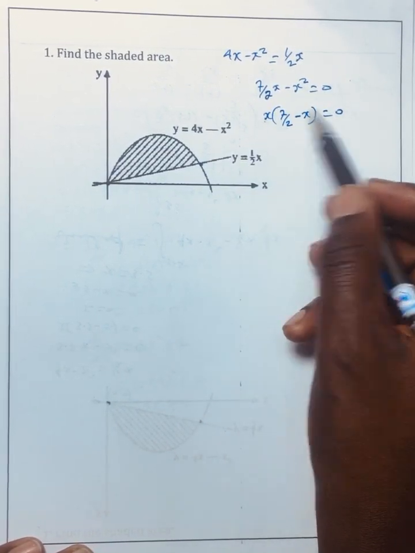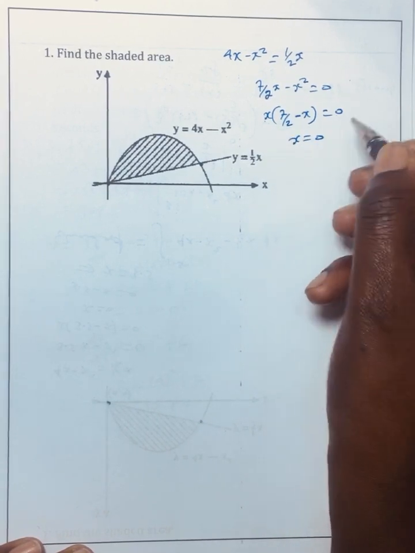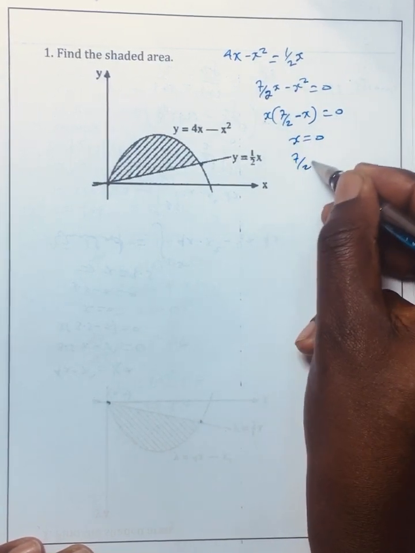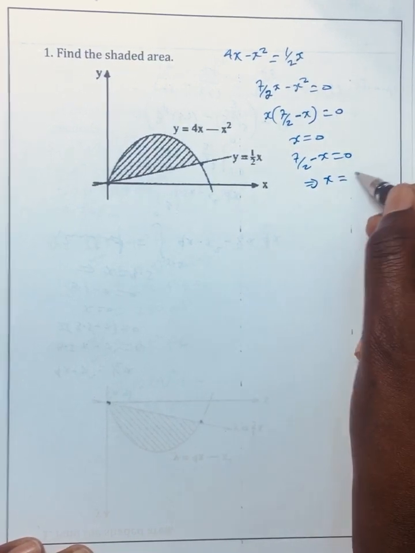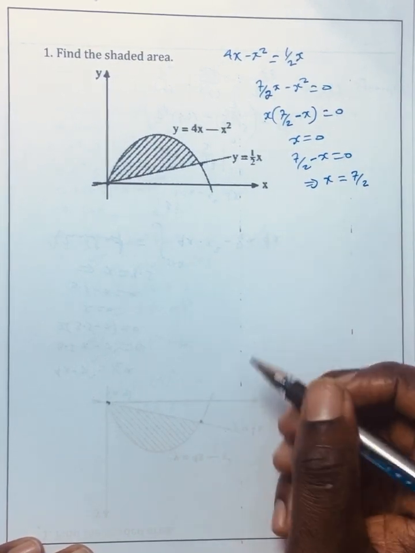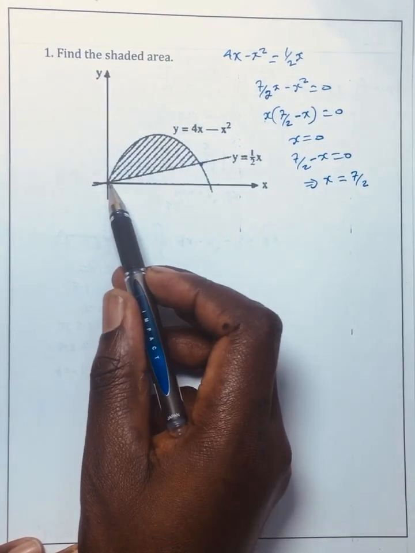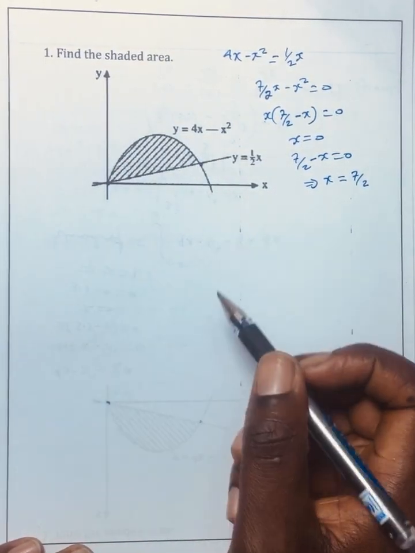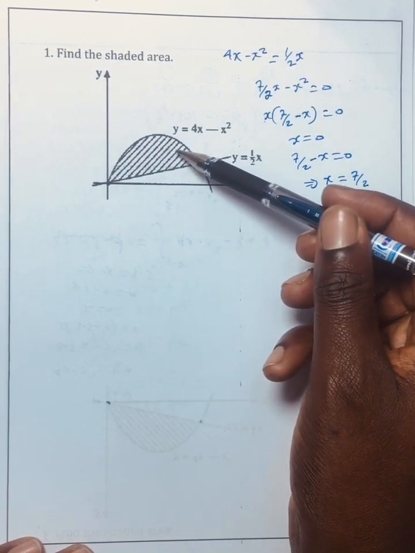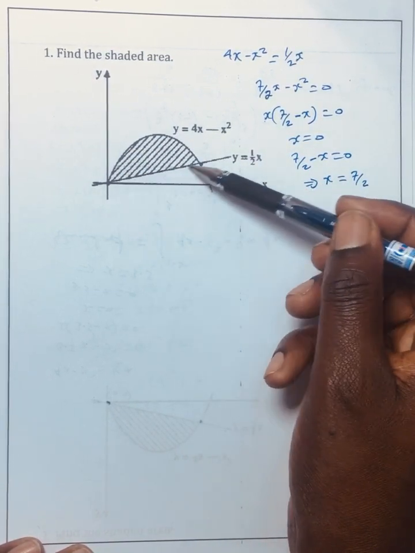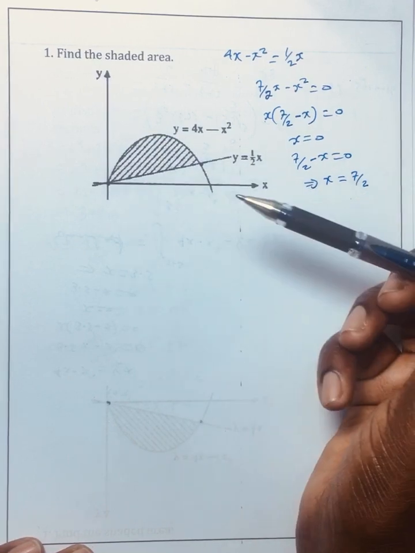So it means that x is equal to 0, and when 7 over 2 minus x is equal to 0, it means that x is equal to 7 over 2 units. So we now have the points of intersection between this curve and that curve. The next thing we are going to do is exclude the unshaded region, because we only require the shaded region.